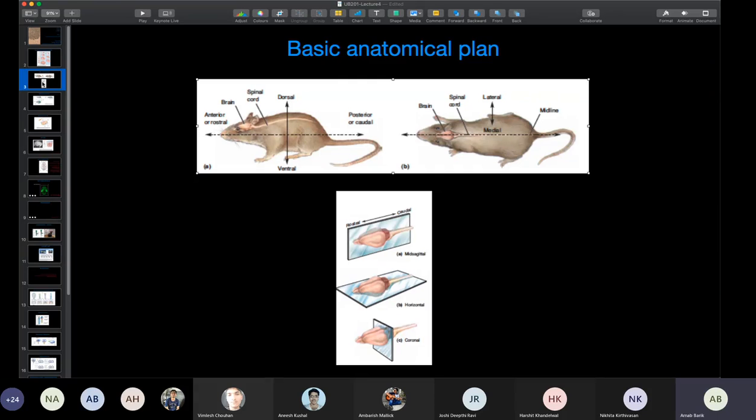They make sections and they label whatever they want. They look under a microscope. They have the images. Now they know, okay, this part of the brain looks like this, and these cells exist here, or these molecules exist here.